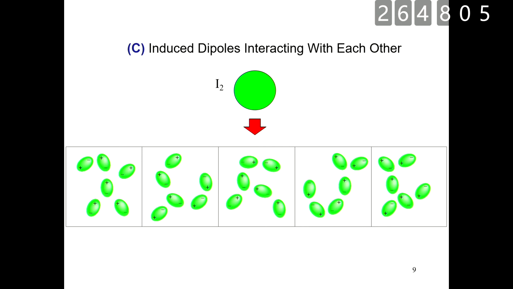And the third one: the temporary dipoles of a molecule could not only be induced by ions or dipole molecules, they also can be induced by each other, by themselves. For example, iodine. Because the shape is large and easy to change, it will form like this. I mean, they will stay like this.